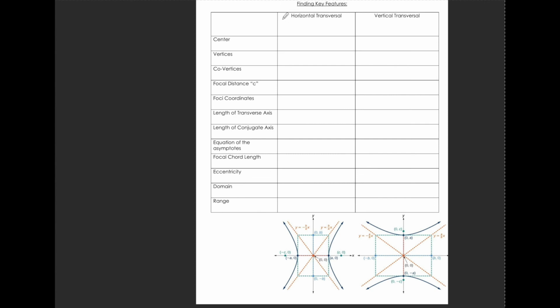So for our horizontal hyperbola, it's going to be x minus h squared over a squared minus y minus k squared over b squared equal to 1. For the vertical hyperbola, we're going to start with y squared. So it's going to be y minus k squared over a squared minus x minus h squared over b squared equal to 1.